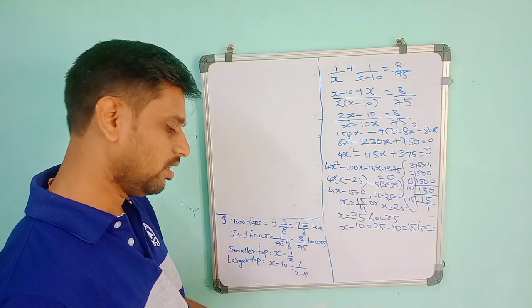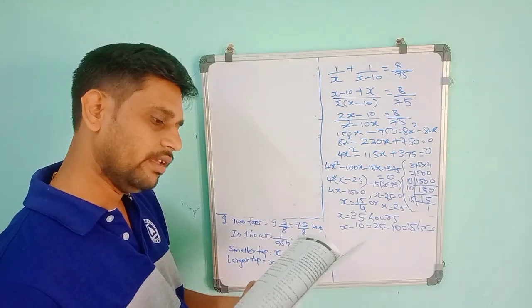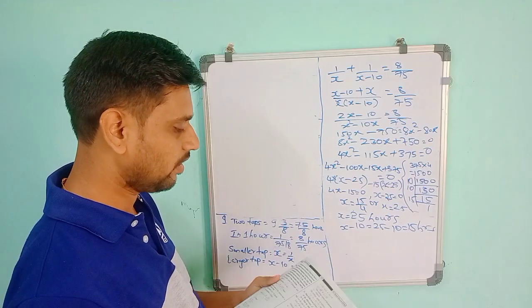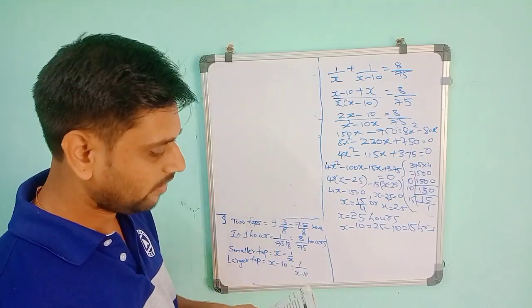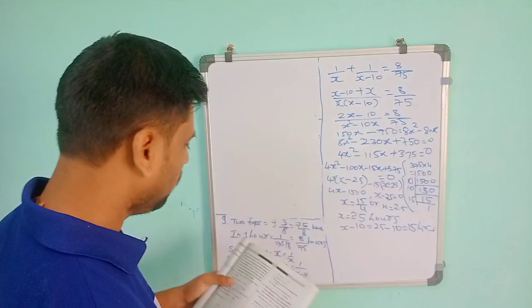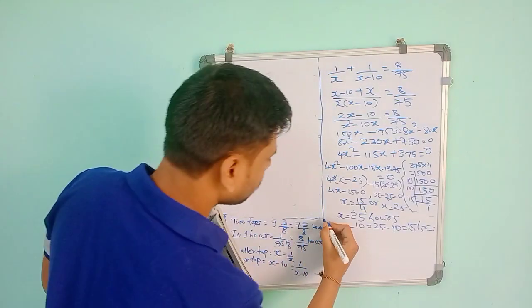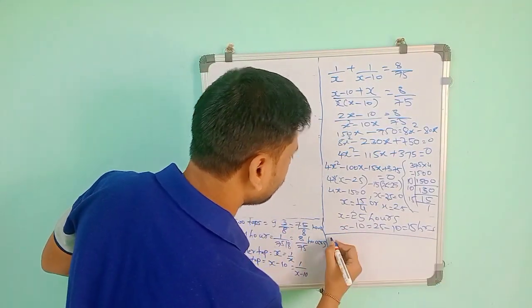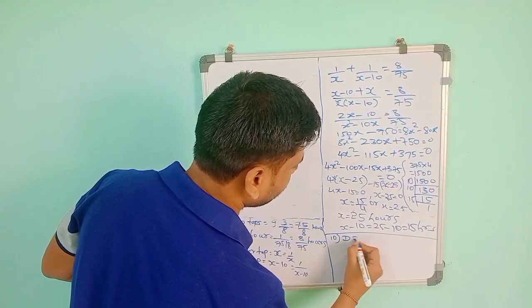Like that they gave in the 8th problem, like that only you have to take. They taken 1 hour less here, and here also the same 1 hour less. So the total distance is 132, so D is equal to 132 kilometer.